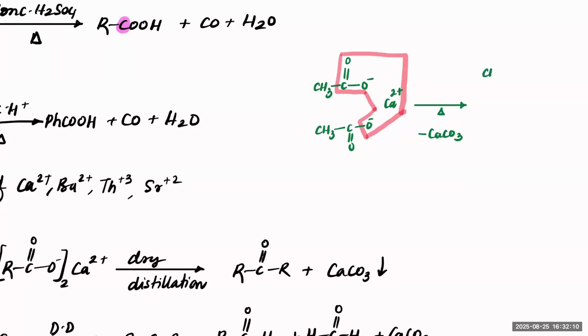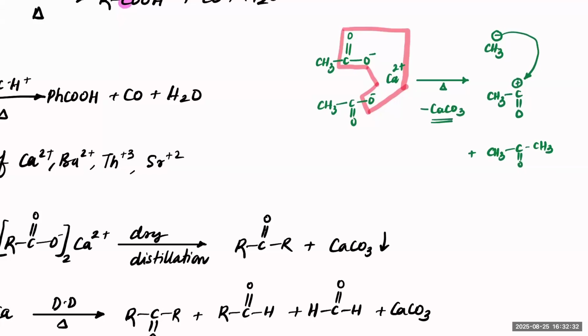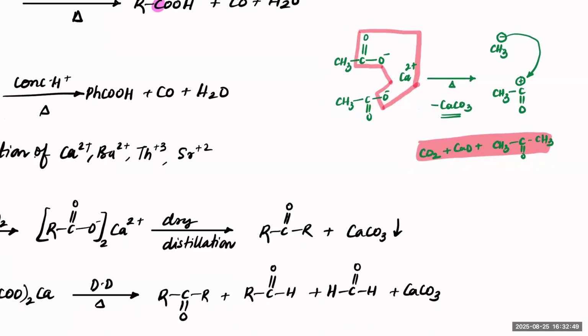So what is left now? What is left is CH3-, and another thing left is CH3-C=O with a plus charge. So this will connect here and convert into a keto form, C=O, CH3. You got it? And calcium carbonate on heating will convert into calcium oxide and carbon dioxide. So this is the product that you will report. This is the significance of dry distillation. Girls, clear?